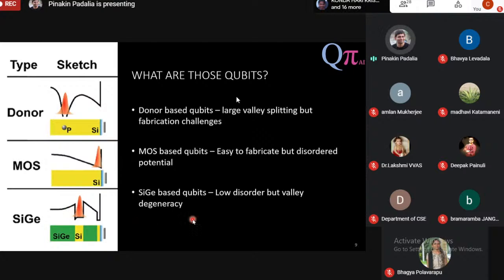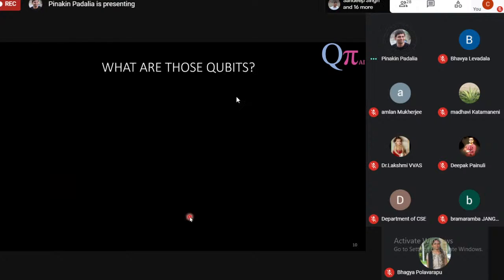However, there is a problem with valley degeneracy, which means the two-level system is not very well defined or split, which means you need to put in more magnetic field or do other sorts of asymmetric fabrication, such that you get these valley splits which are already there for most donor-based qubits.